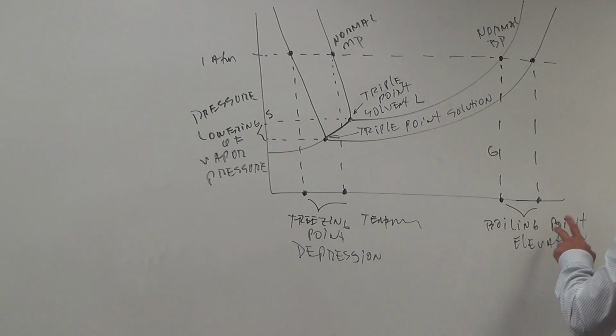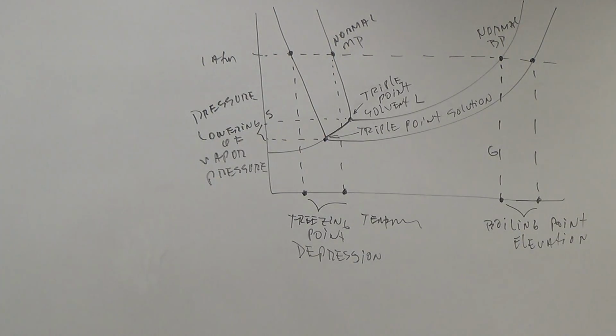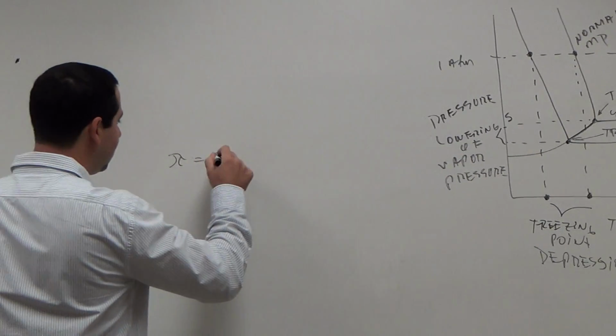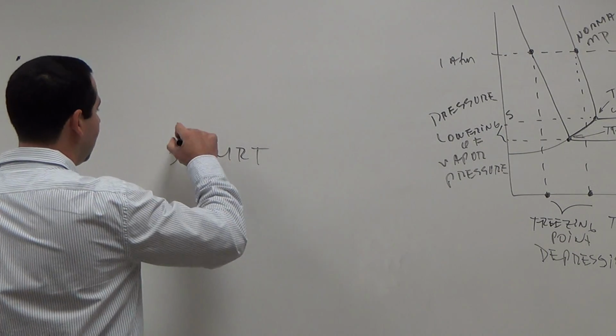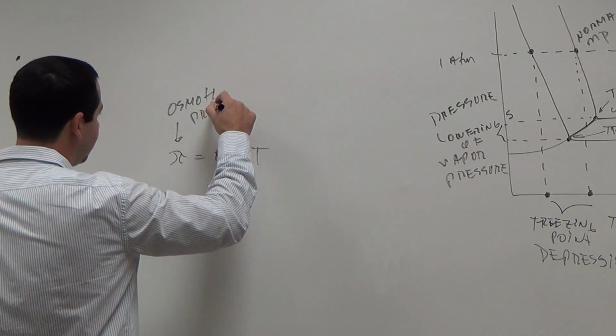So, boiling point elevation. There is another one called osmotic pressure. And for the osmotic pressure, I'm going to give you the equation, okay? Pi is not on that graph. Pi is equal to MRT. And this pi is osmotic pressure.